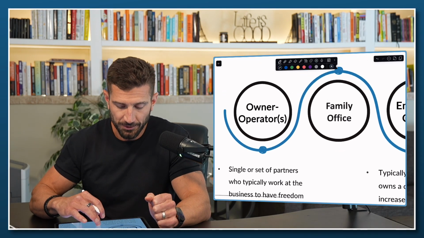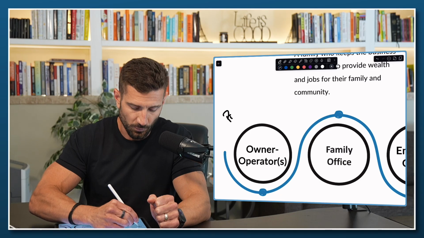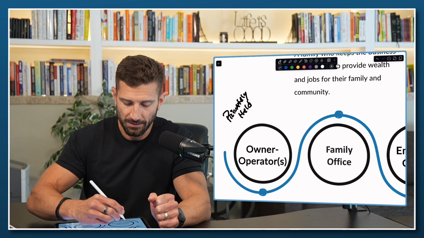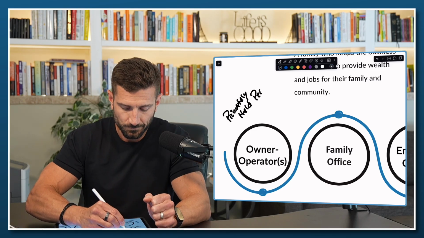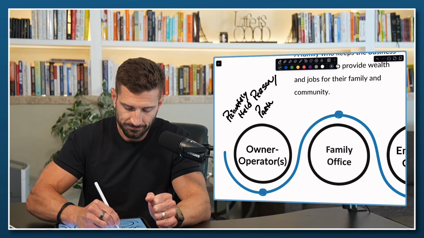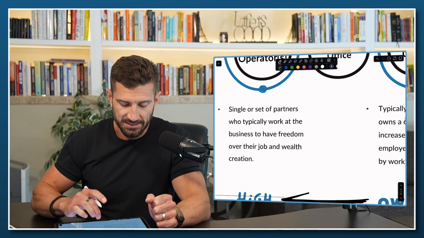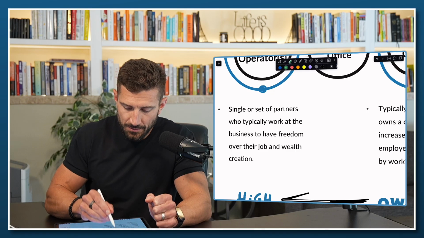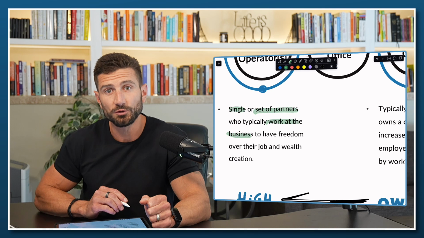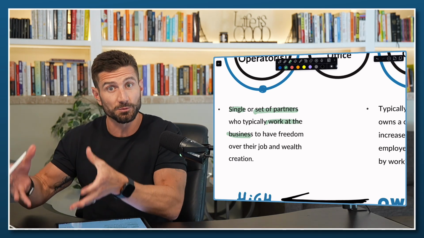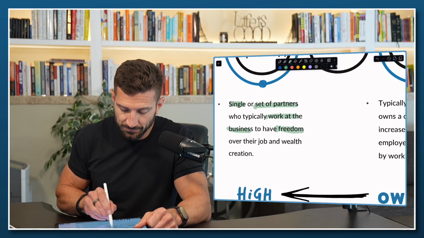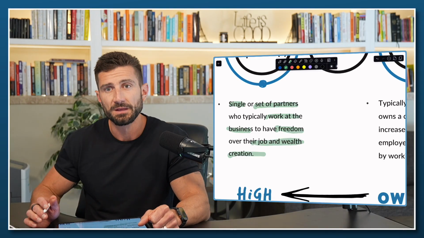So like an owner operator, that is a privately held person or partner. So it's a single person or set of partners who typically work at the business. So they also have that job. They're going to play the role of CEO, and they are doing this because they want freedom, just like you, over their job and wealth creation.